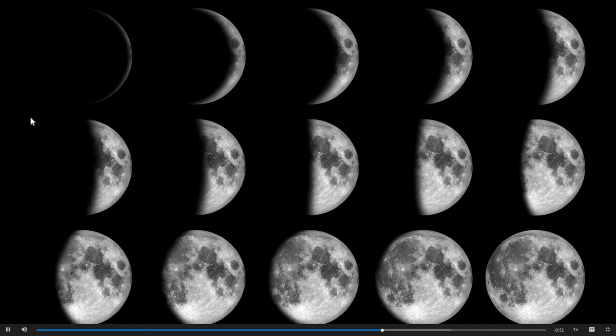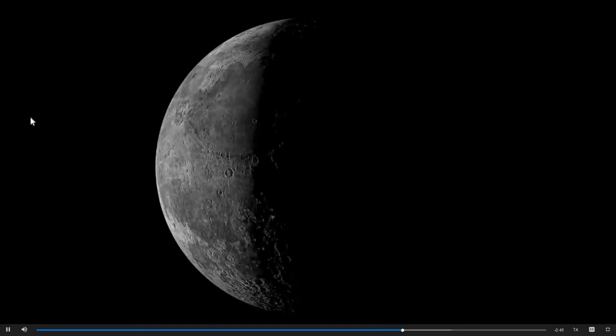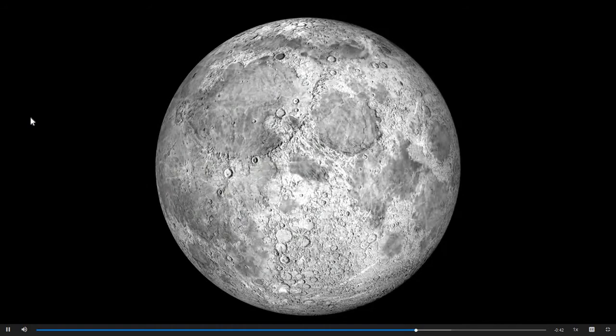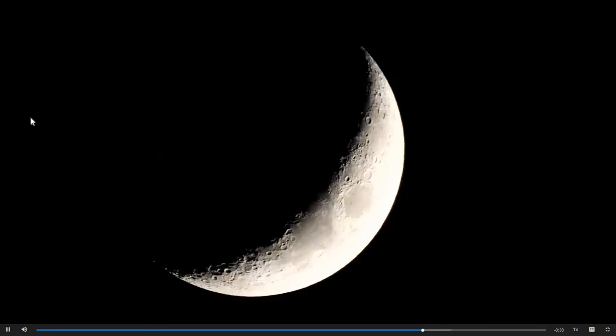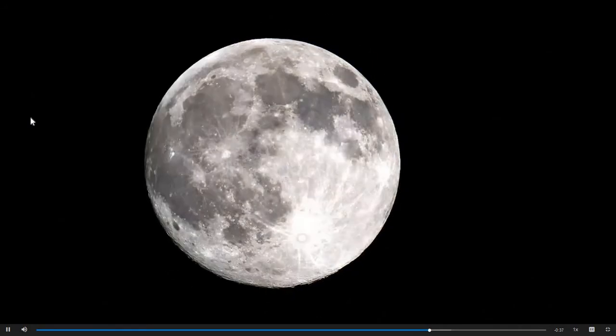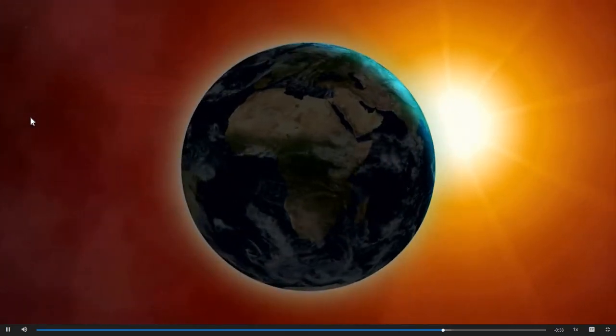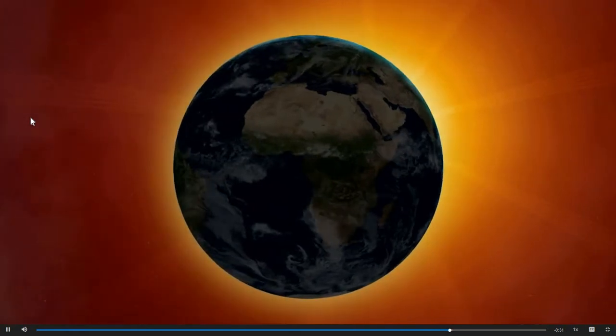Have you ever noticed that the moon does not always look the same? The moon does not make its own light. When we see the moon, what we see is sunlight reflecting off of the moon. The different shapes of the moon that we see are called phases. The phases of the moon are caused by the movement and position of Earth, the moon, and the sun.